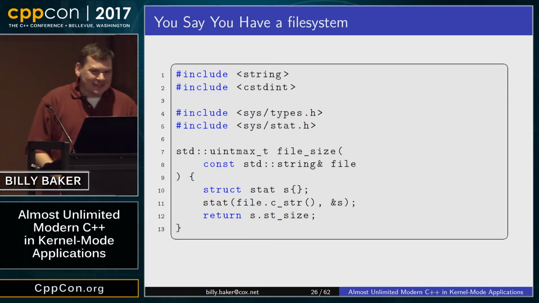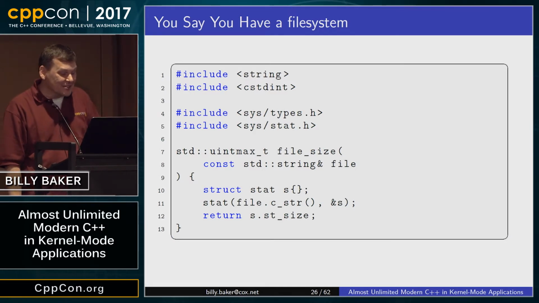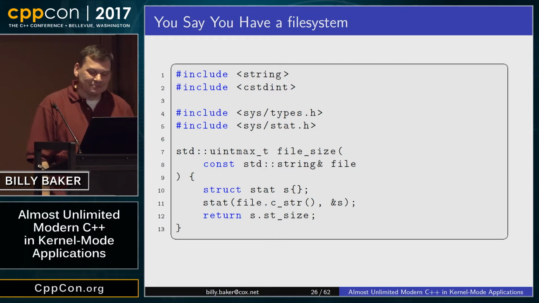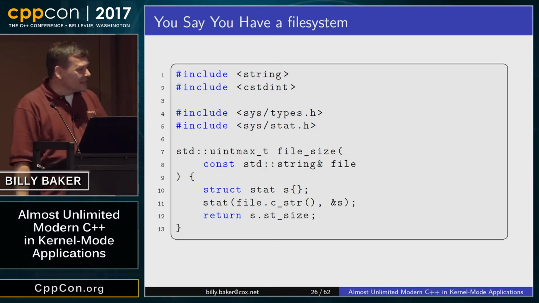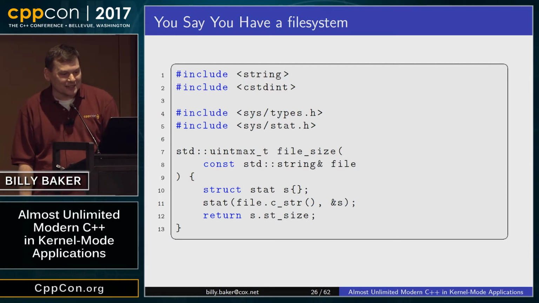I know for bare metal, very constrained systems, we probably don't have a file system. Most likely, we're just going to put our data into memory at some address and zip through it. But here's the basic equivalent of what the file system specification says for file size. Basically, we're going to call stat, get the size of the file and return it.